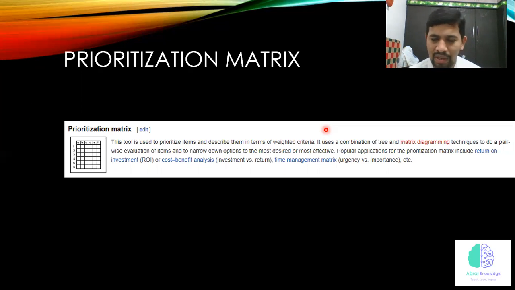Popular applications of the prioritization matrix include return on investment, ROI, where you can do a prioritization. Let's say you have four solutions, you want to see which ROI gives better and which you want to follow, and cost benefit and all, investment versus return, time management metrics, urgency, importance. All these prioritization metrics can be used.